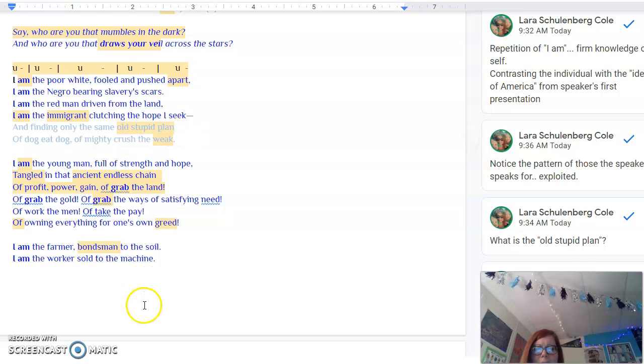I've changed the color there because you see the anaphora with the "I am." Whenever I see a pattern established, I look to the lines where that pattern stops and what's being emphasized: "and finding only the same old stupid plan of dog eat dog, of mighty crush the weak." The old stupid plan. What an interesting phrase. What is the old stupid plan? Is that the idea of the American dream? And is Hughes redefining that in those two lines and connecting it to those who've been exploited?